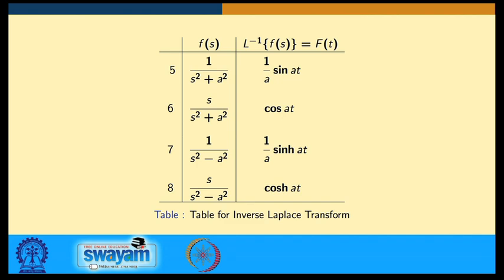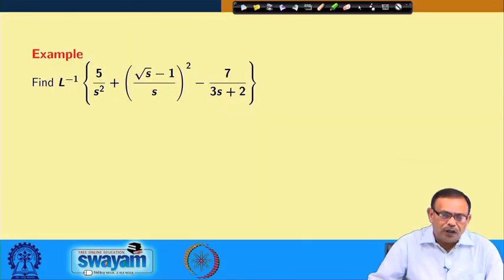If it is 1 by a sin a t, then the corresponding transform is 1 by s square plus a square. If it is cos a t, s by s square plus a square is the Laplace transform. If it is 1 by a sin hyperbolic a t, it will be 1 by s square minus a square, and if it is cos hyperbolic a t, it will be s by s square minus a square. So, for your ready reference, I have given the Laplace transforms and the corresponding functions. This table you can use for ready reference.